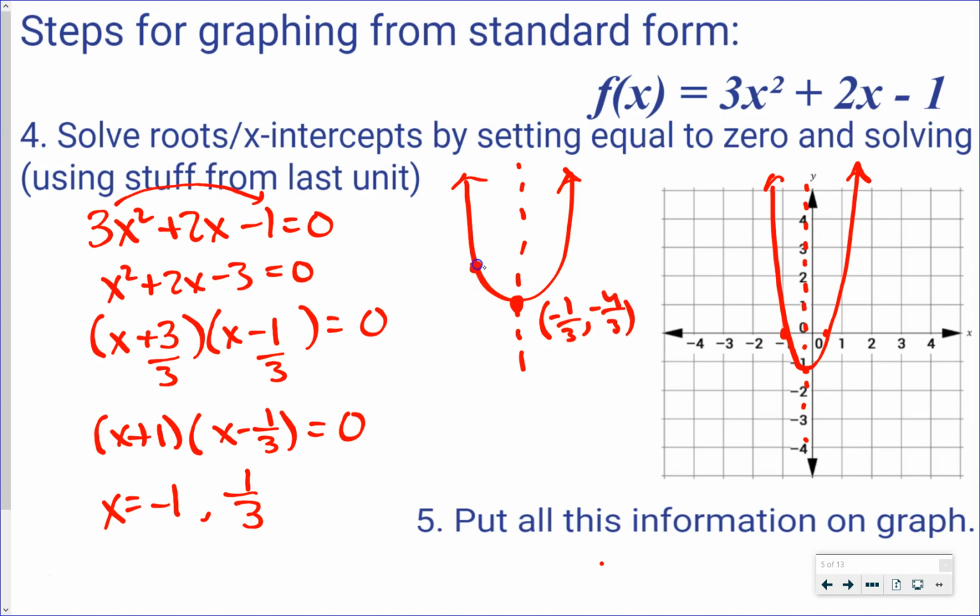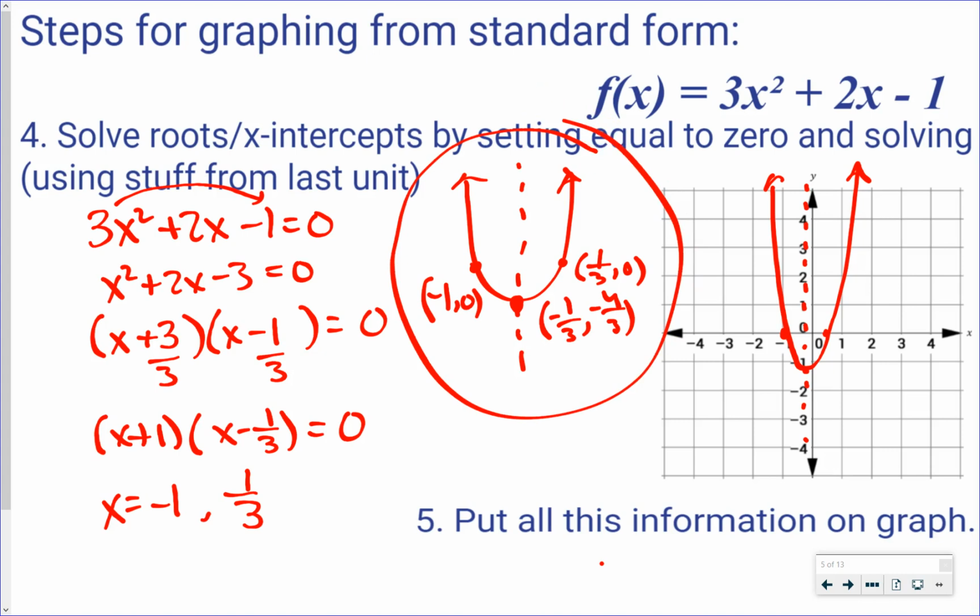Then we have an x-intercept of negative 1, 0, and another x-intercept of 1/3, 0. That's sketching your graph. I know your paper doesn't have the graph paper on it, so yours will look like this. Just make sure your stuff is labeled, okay? Make sure your stuff is labeled.